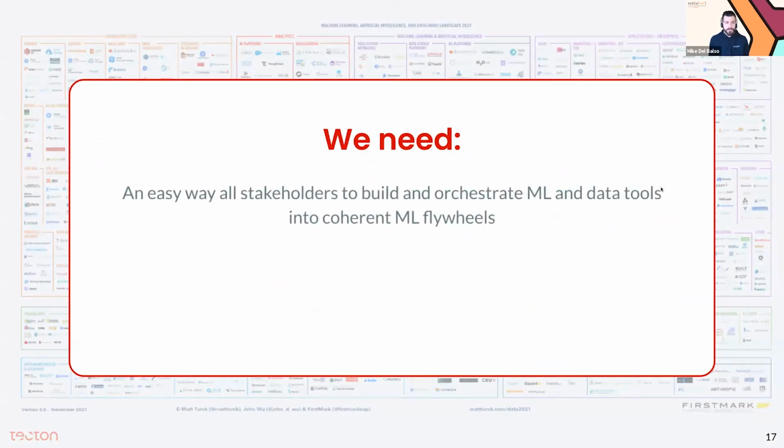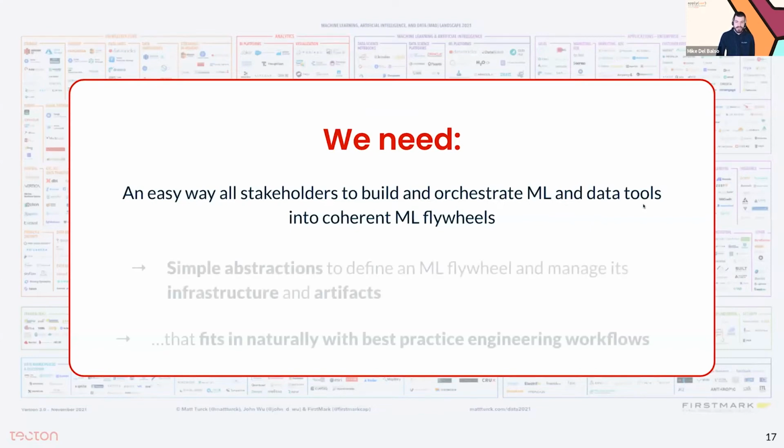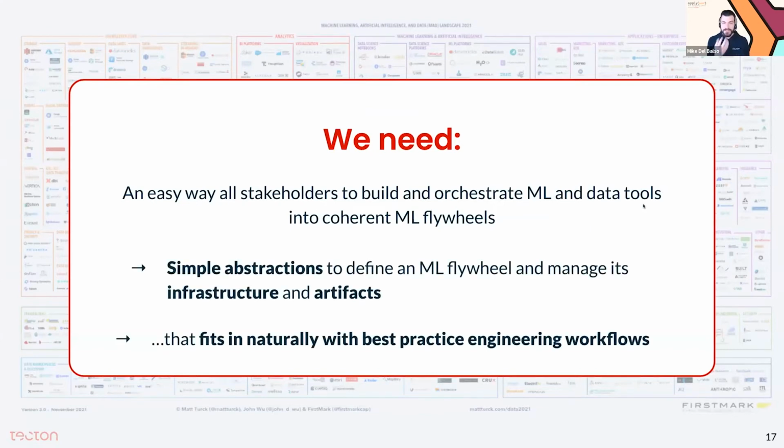So what we really need is a way for all the stakeholders, the data scientists and the engineers, to build and orchestrate their ML and data tools into coherent ML flywheels. So we need a way to organize this stuff into the flywheels very easily. And this requires simple abstractions to define these flywheels and manage the infrastructure and the corresponding artifacts, the data sets and the metrics and the models, all of that, in a way that fits naturally with the best practice workflows that we have, right? So it should fit into the DevOps workflows for the engineers, and fit into the data scientist workflows as well.